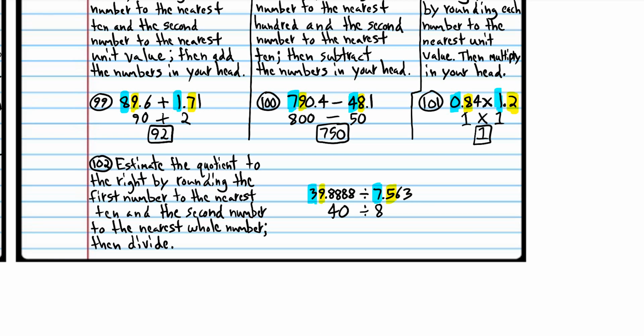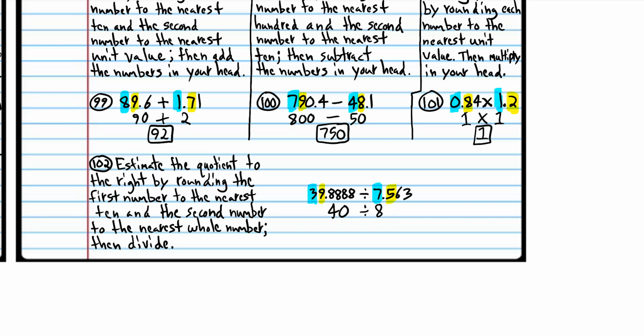All right, so we want to do 39.8888 divided by 7.563, but that's going to take a long time. That's a big calculation. But if we round the numbers to 40, because 39.8888 is so close to 40, we can just make it 40. And if we round the 7.563 to 8, yeah, it's fairly close to 8.